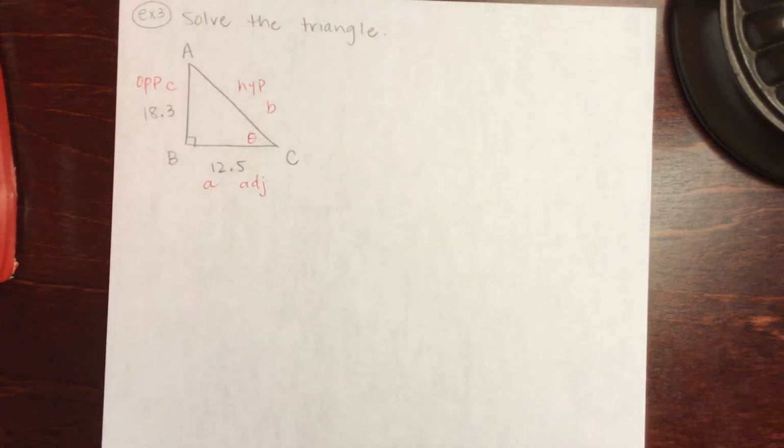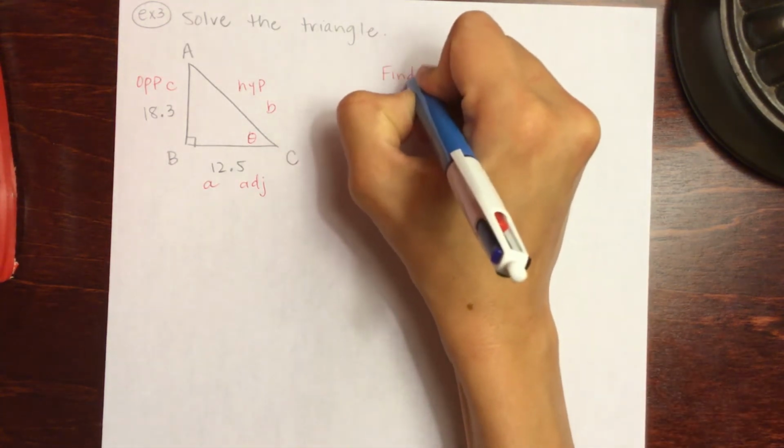I also labeled it little a, little b, little c based off of their angles. I need to find both angles A and C, and I also need to find side B. Let's find angle C first.